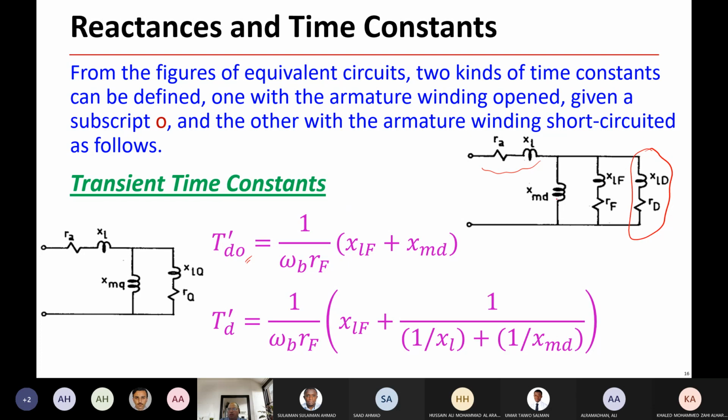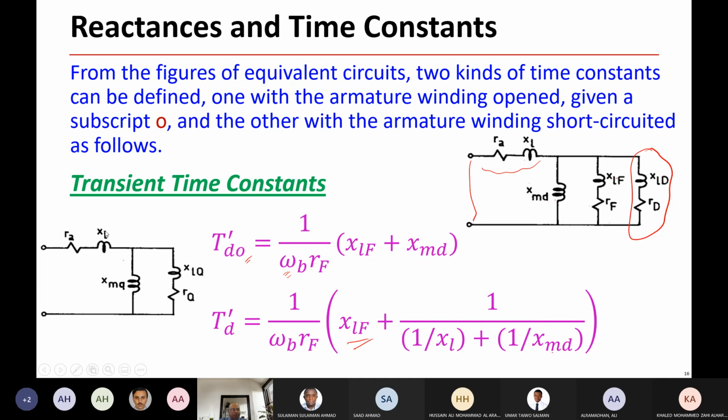So the reactance over R, and you divide here by omega to get it L. So it is L over R. So this is the L in the circuit now, XLF plus XMD. And if you short circuit this, you have XL parallel with XMD, and the equivalent is in series with XLF. So this is the XLF plus the equivalent of XL and XMD, and this is over R omega to get it in L.